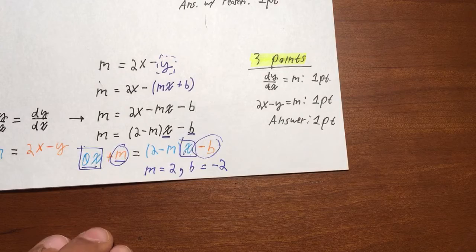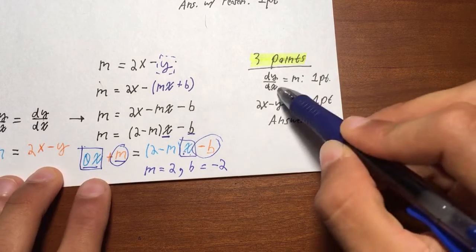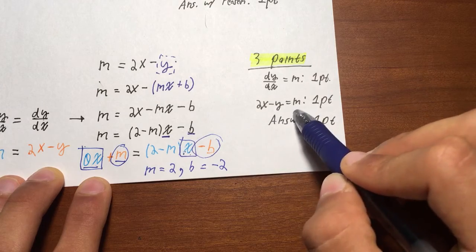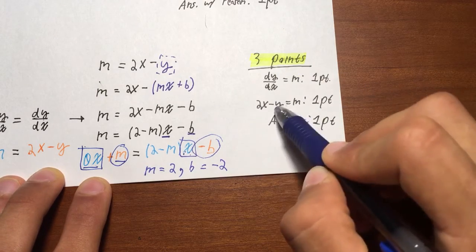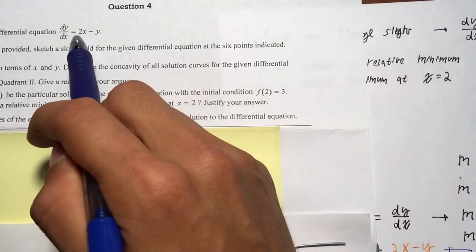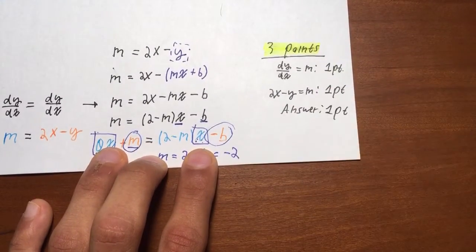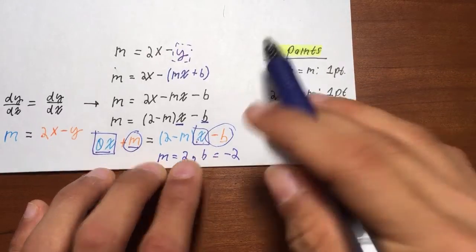This question was very tricky, but it's worth 3 points. 1 point for saying that the first derivative is equal to your slope m. Another point for saying that your equation from before, dy dx, is equal to that m. So just 2 points without doing any math. And then 1 point for the actual answer itself.